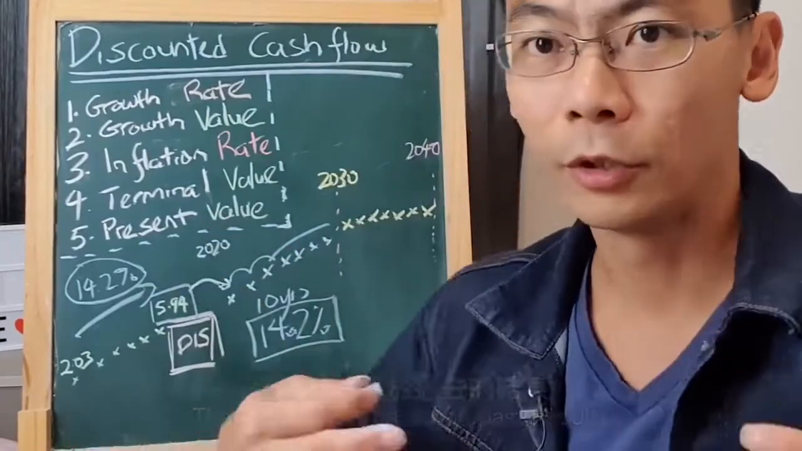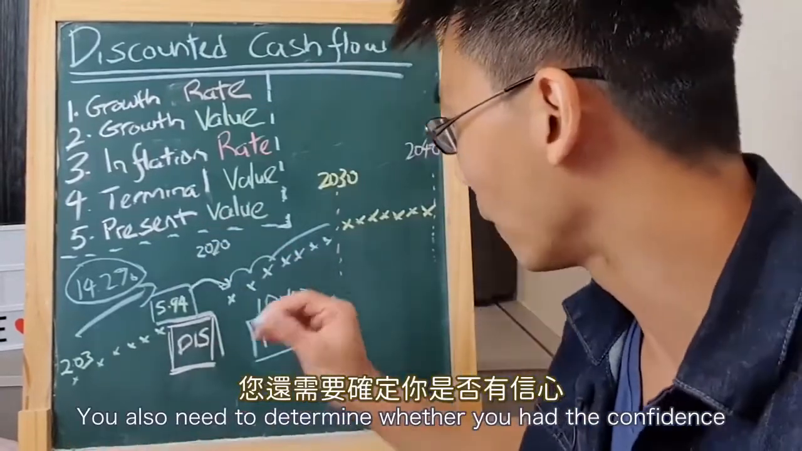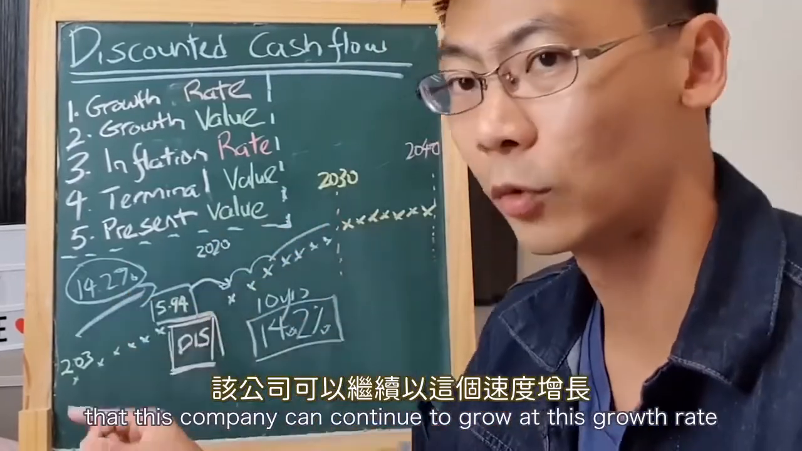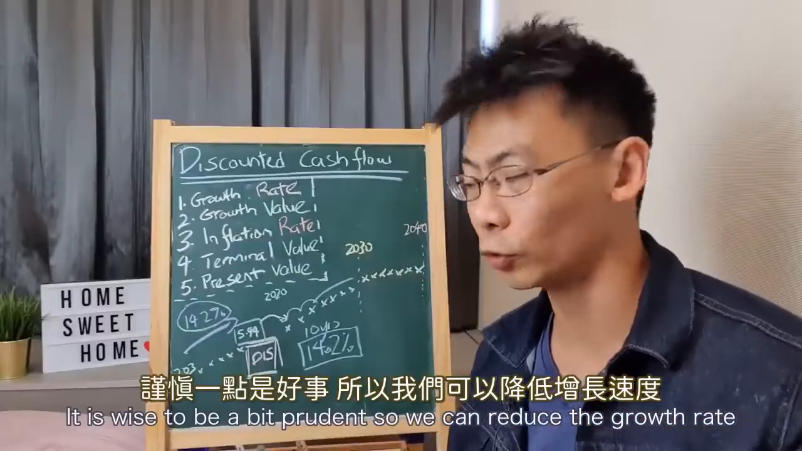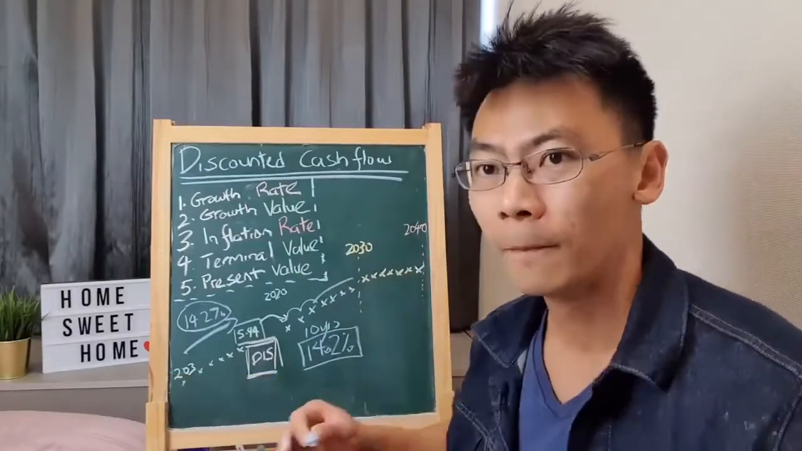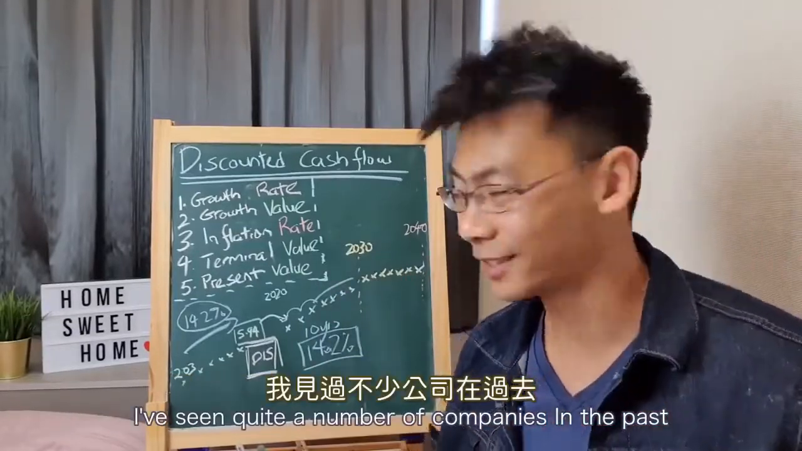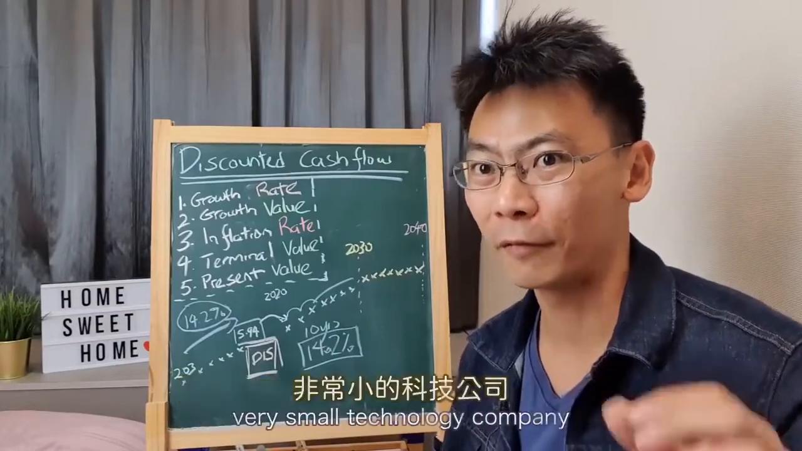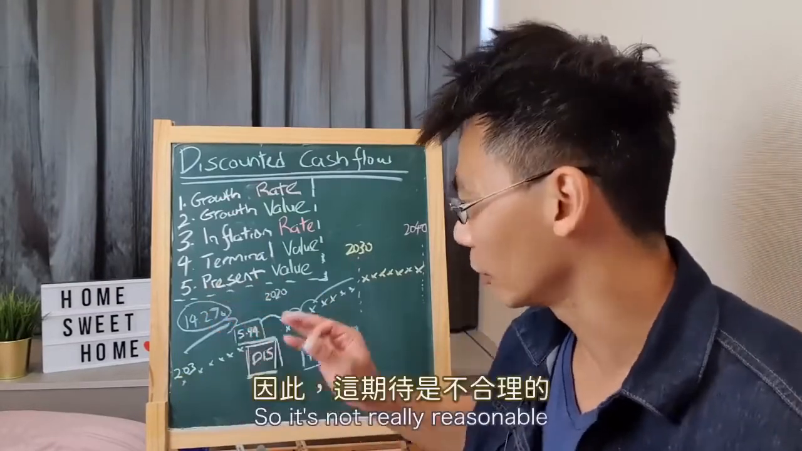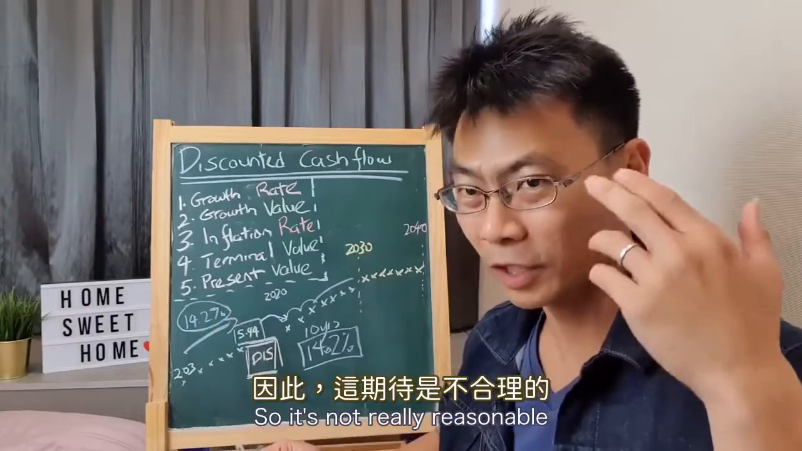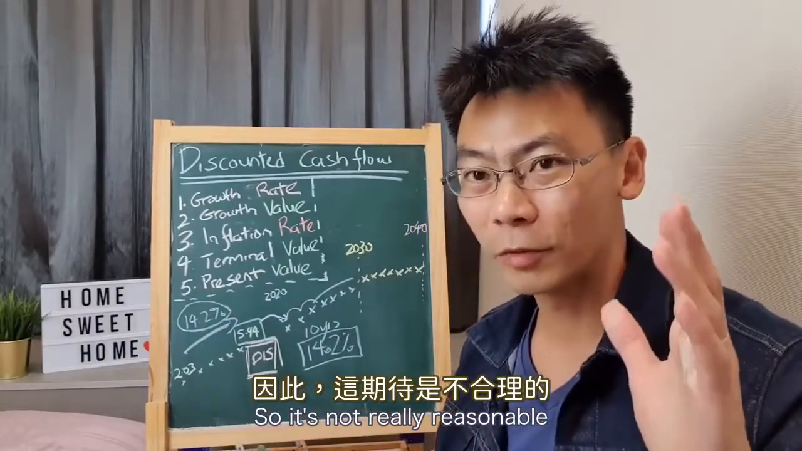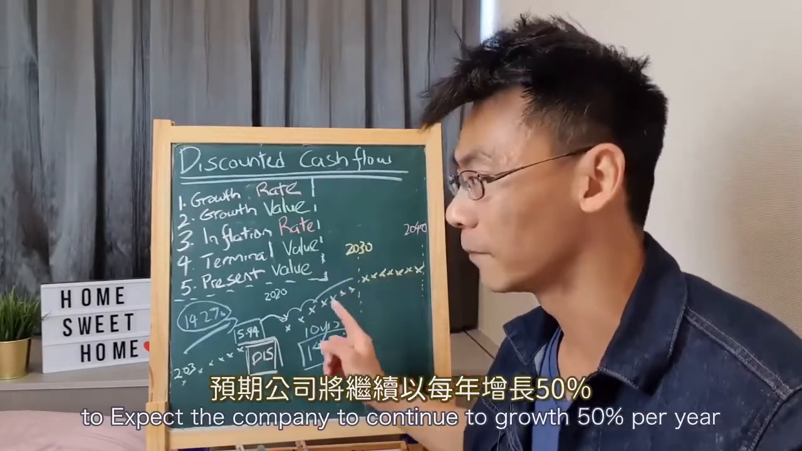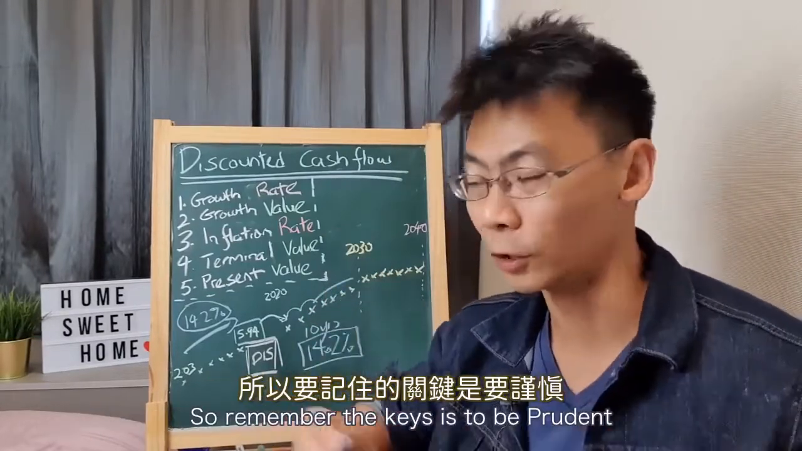Now at this point in time, I just want to explain that this 14.2 is based on past results. You also need to determine whether you have the confidence that this particular company can continue to grow at this growth rate. It is wise to be a bit prudent so we can reduce the growth rate. Now, I've seen quite a number of companies in the past, they grow by 30, 40 or even 50%, very small technological company. It is not really reasonable to expect the company to continue to grow at 50% per year. So remember, the key is to be prudent.